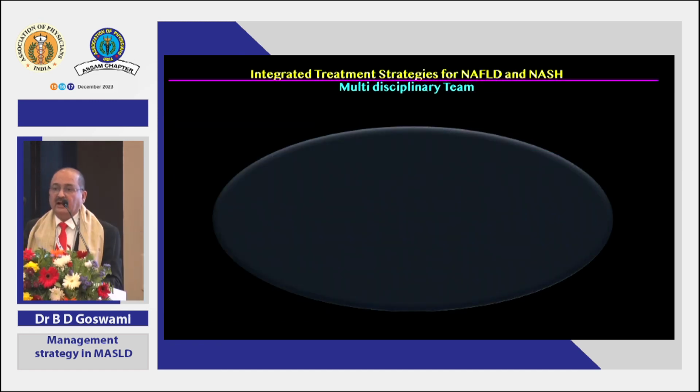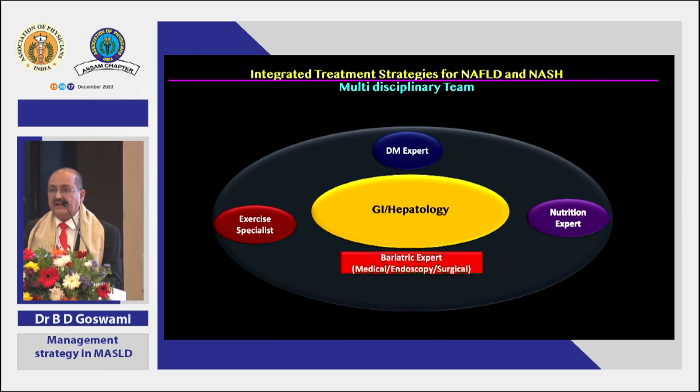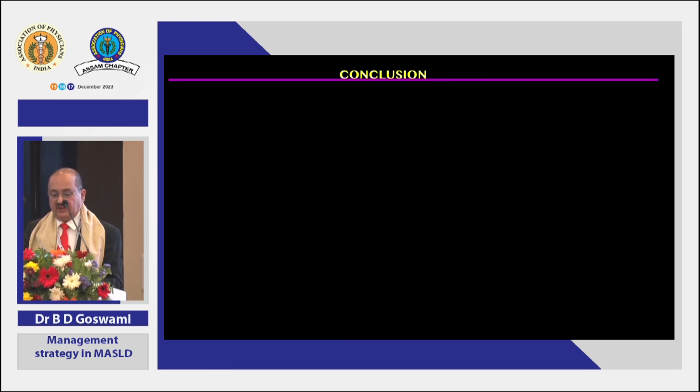Coming to the end of my slides, we need a hepatologist, of course, but we need a diabetologist. We need a nutrition expert. We need also the exercise expert. Then bariatric surgeons. Also, we need a primary care physician, possibly a better one.